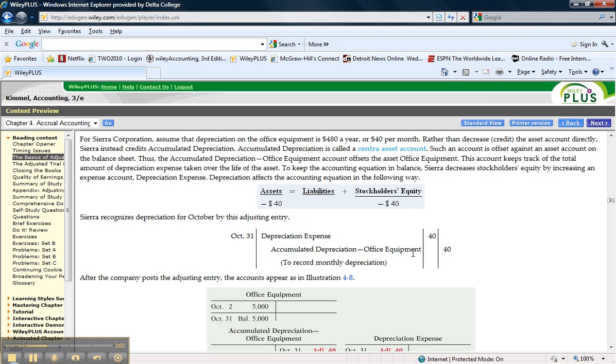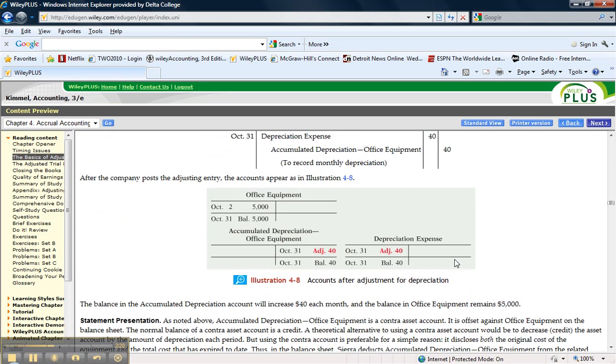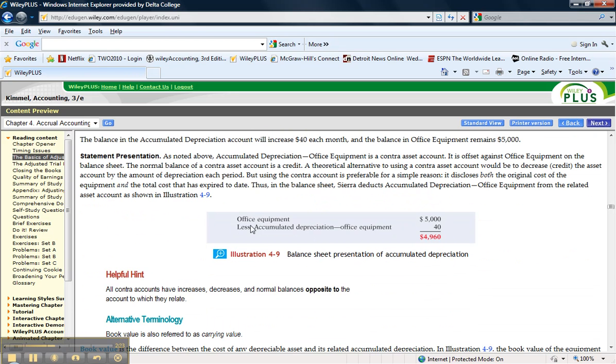You'll notice here, though, we don't credit the asset itself. Office equipment, we credit this different kind of account. It's called a contra asset, known as accumulated depreciation. You'll see how this fits into the balance sheet a little bit later on. But we credit accumulated depreciation whenever we record depreciation expense. You can see the statement presentation talks about how the asset will look on the balance sheet. You'll see the equipment and then an immediate reduction in the equipment for the amount of depreciation that's been taken life to date on that asset.